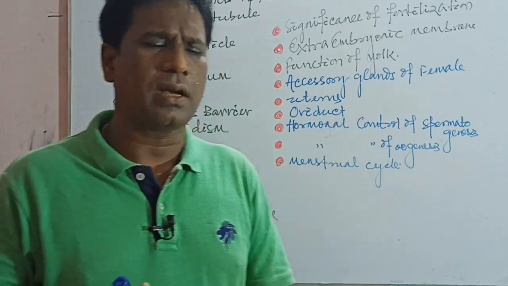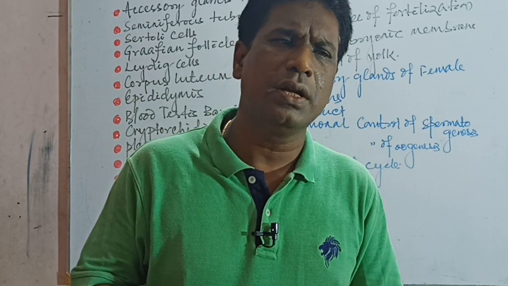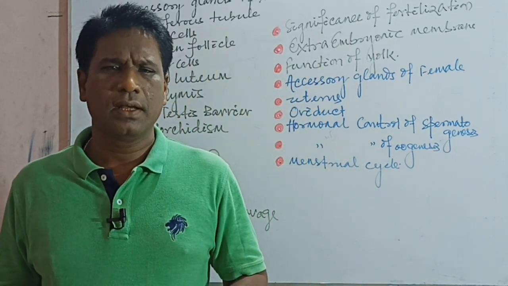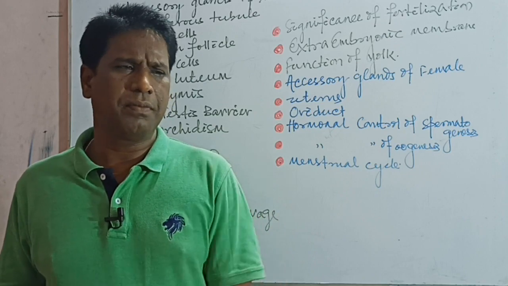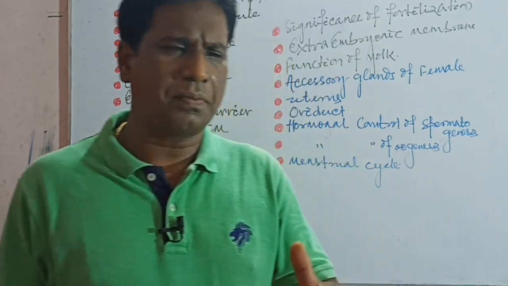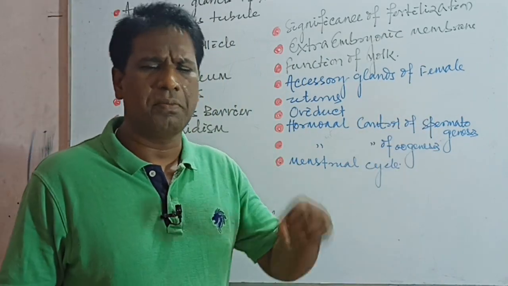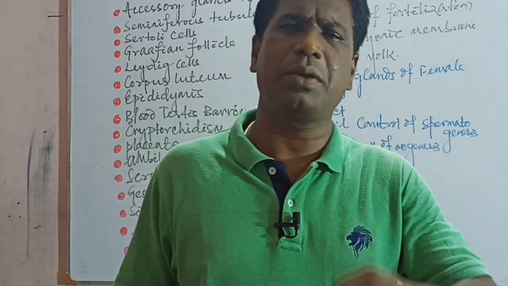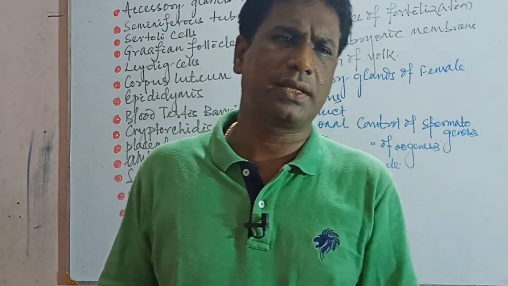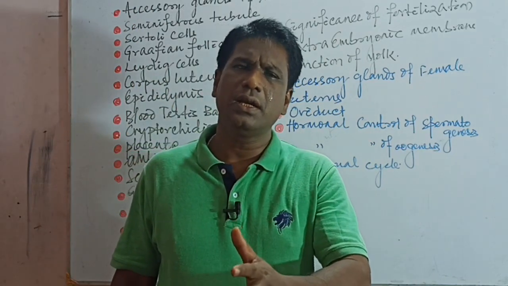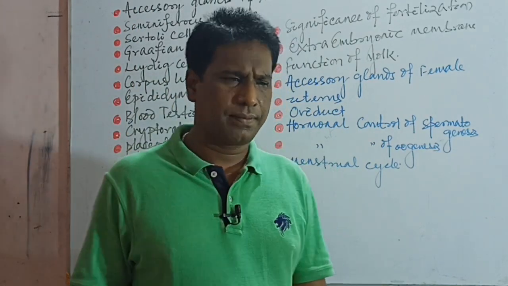The first phase, starting from day 1 to day 5, is called the menstrual phase, the menstrual period. The second phase is called the proliferative phase, day 6 to 13. The midday of the menstrual cycle, that is the 14th day, is called the ovulatory phase. And the last phase, starting from day 15 to 28, is called the luteal phase.